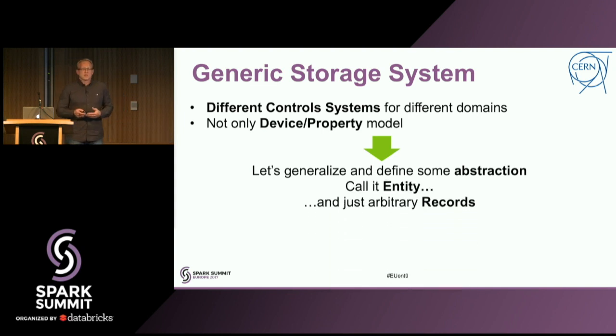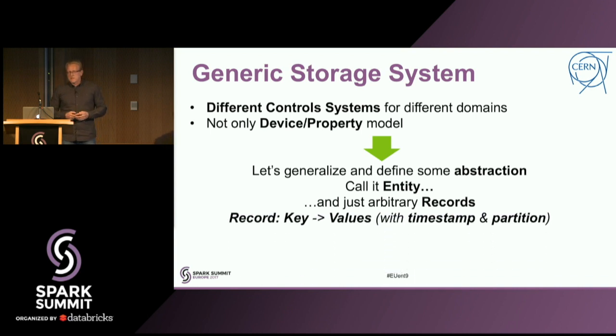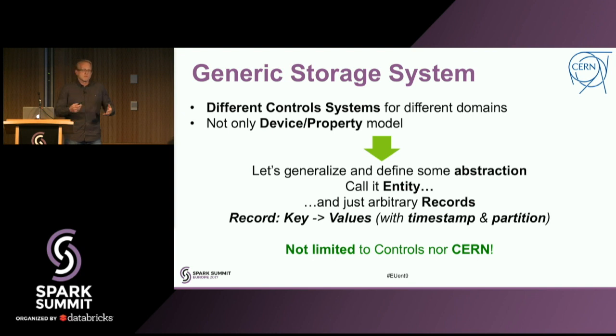And what we store is just records that are related to this entity, like an event in time that changes. At the end of the day, the record is composed of a key, an entity key that corresponds to an entity, and it will have some values. Of course, since this is a time series, it has to have a timestamp inside. And we want to partition those records smartly, so it will have some partition information as well. This is not limited to controls nor CERN, so maybe you can recognize some of this in your domain.